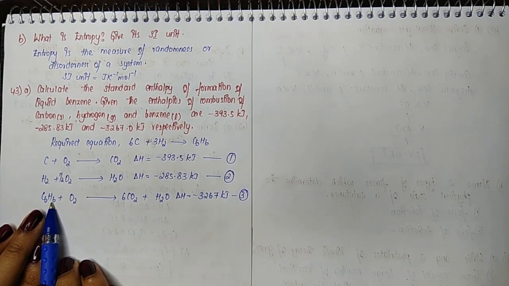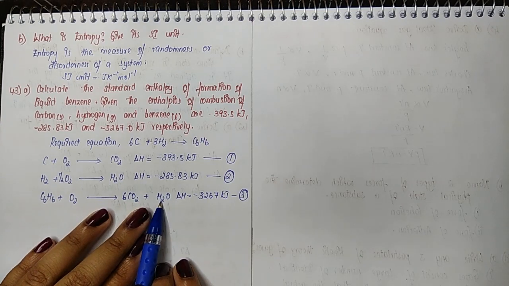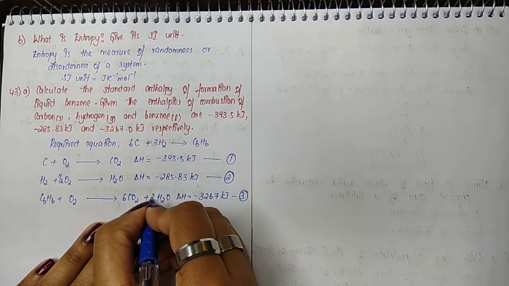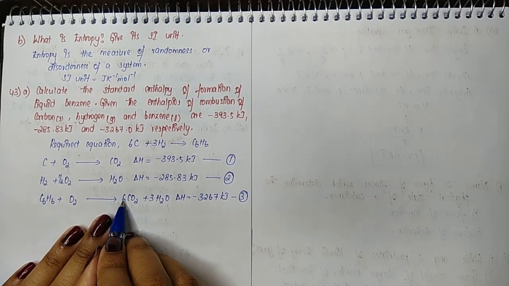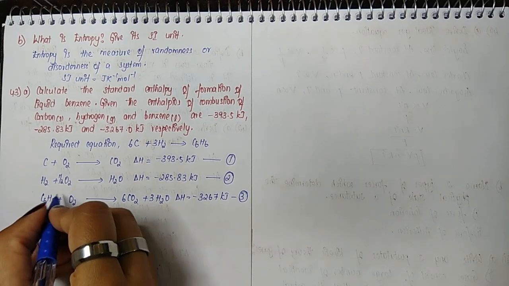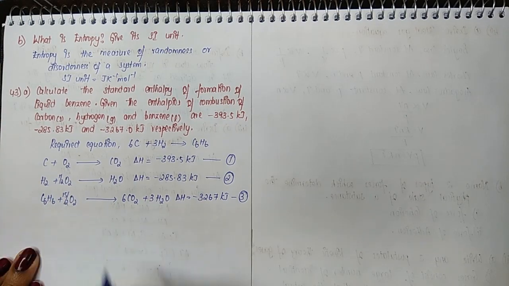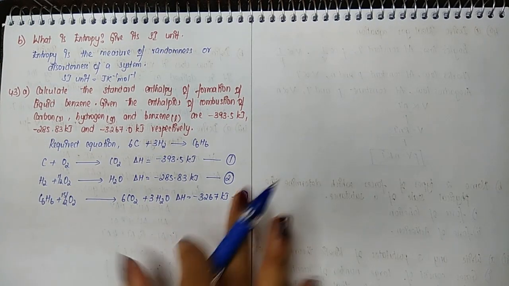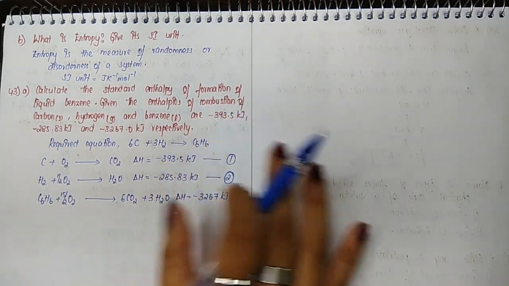Now we have 6 hydrogens here, but we have only 2. So we are going to balance this as 3. Now we have 12 oxygen plus 3, which is 15 oxygen, so we'll put here 15 by 2. Now we have balanced the equation. These are the values you get from the question.